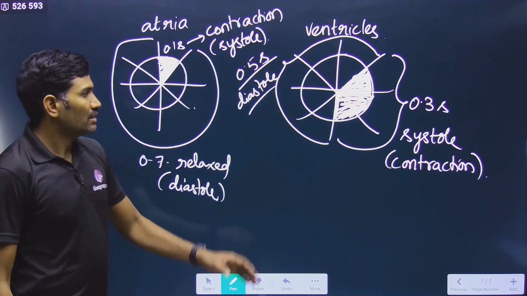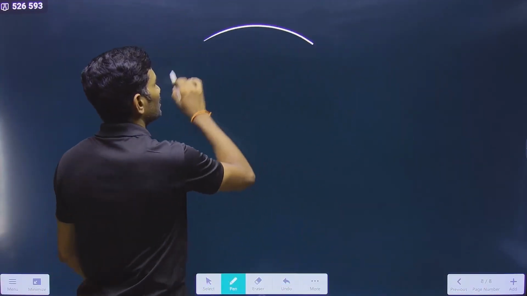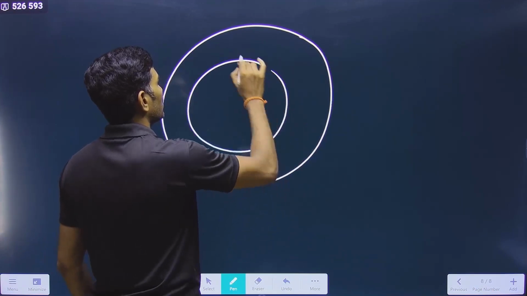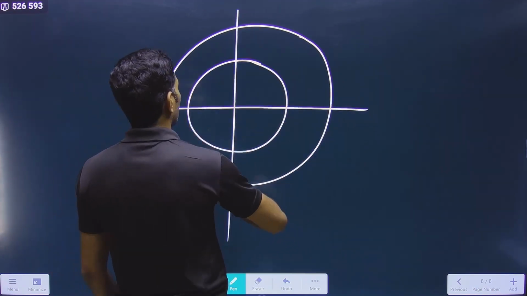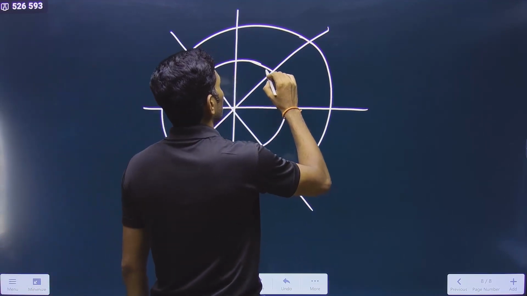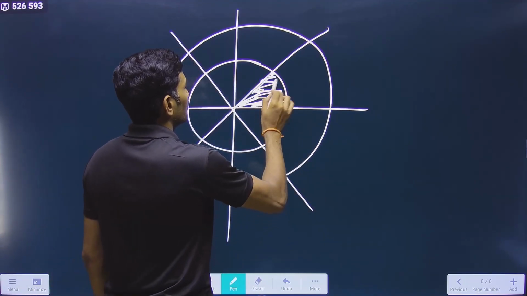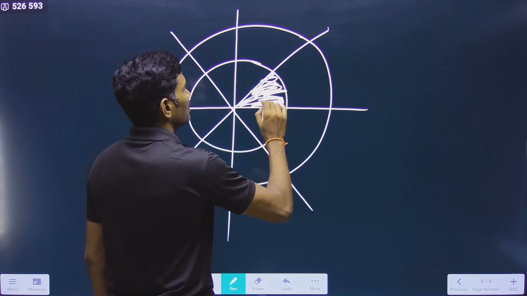relaxed state. If you combine both of them, now you will get this particular diagram. Once again I am drawing it, because if you understand this one, you can easily understand the entire concept. Okay, so inside I am writing for atria. Suppose this is the atrial contraction. This is the atrial contraction.